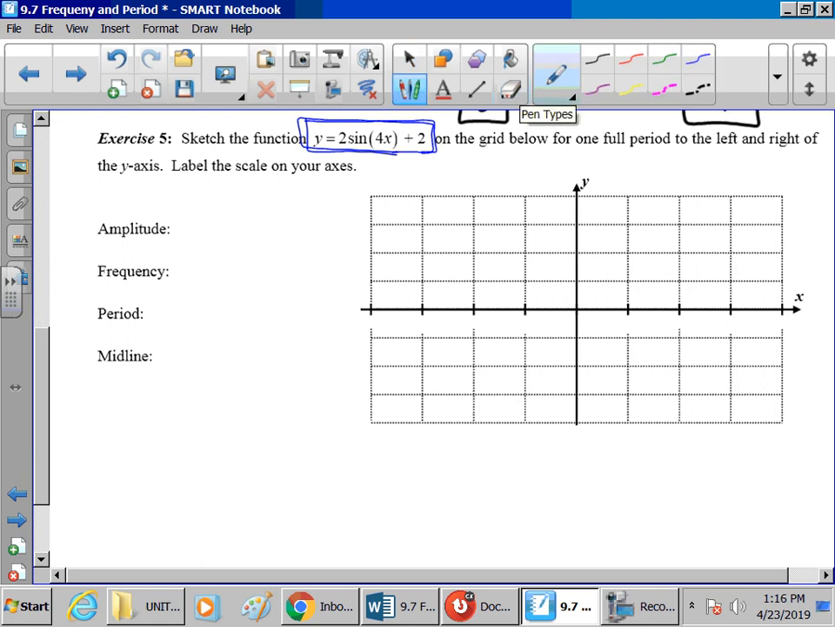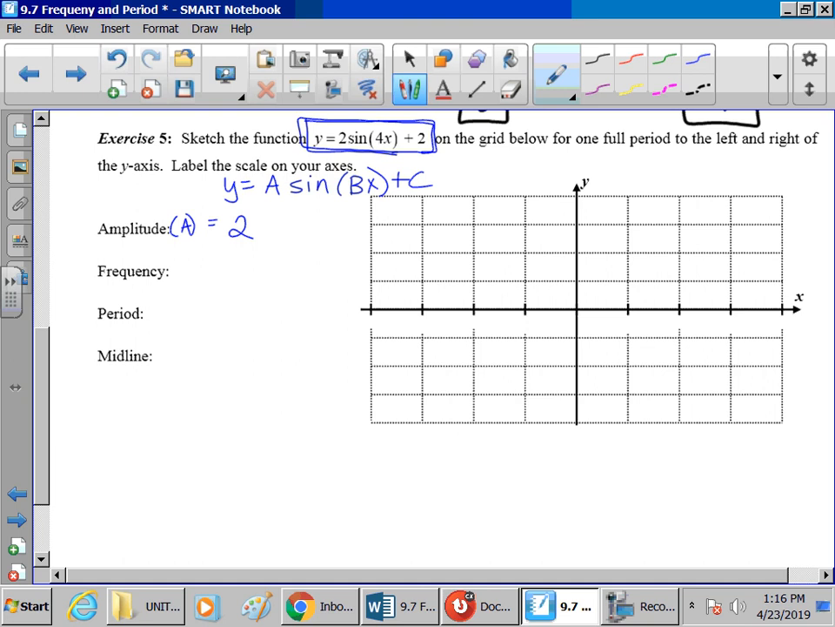So in this case, knowing what your information is is kind of helpful. Your amplitude is your a, because I'm going to remind you, it's y equals a sine bx plus c. So my amplitude is my a, so that equals 2. Remember, that will always be positive, even if it's a negative 2, because amplitude is a distance.